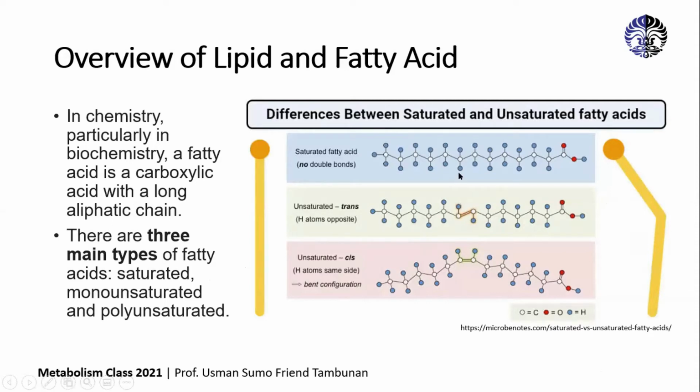As you can see in the pictures, the saturated fatty acid has no double bond, and unsaturated fatty acid has a double bond, at least one double bond. There are two types of unsaturated: trans, where each atom is opposite, and cis, where the H atoms are on the same side. And we say polyunsaturated fatty acid is when there is more than one double bond in the structure.